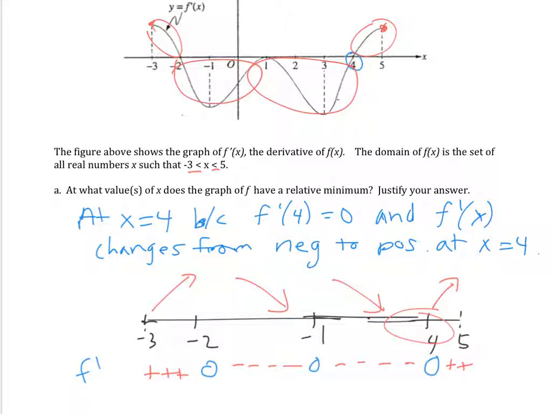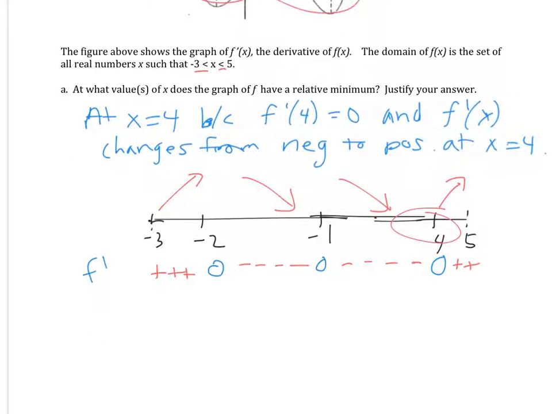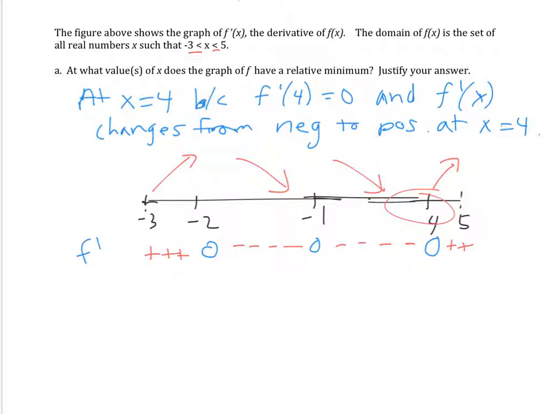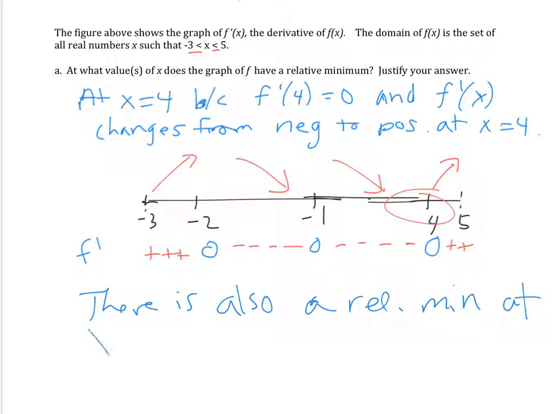When we're talking about an endpoint, we only have to consider one side where the function exists. So everything to the right of -3, between -3 and -2, is going to be a positive derivative, means that my function is going to be higher than it would be at x equals -3. So my answer needed to include something of the form, there is also a relative minimum at x equals -3, because f prime of x is greater than 0 on the interval -3 to -2.